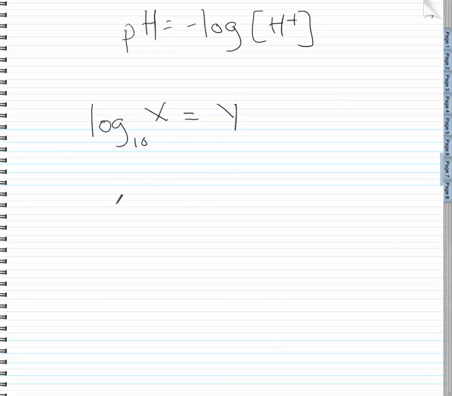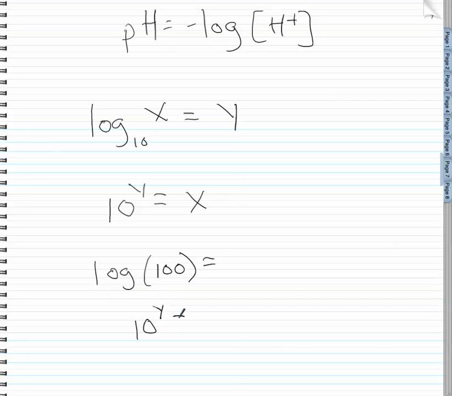What this means is basically 10 to the y will give us x. So what it's saying is, when we plug in a number, what exponent do we have to raise 10 to in order to get this number? For example, if we were trying to take the log of 100, what that's saying is 10 to what power will be equal to 100? Well, 100 is 10 squared, so the log of 100 will give us a value of 2.